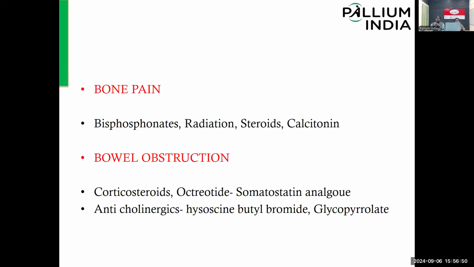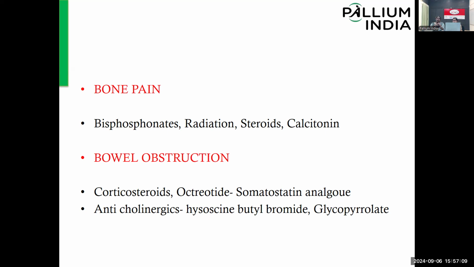If the patient is presenting with bowel obstruction, it depends on whether it is a partial or a complete obstruction. We can start steroids and octreotide. Octreotide is a somatostatin analog and it will decrease the secretions. So that's why we are using octreotide.